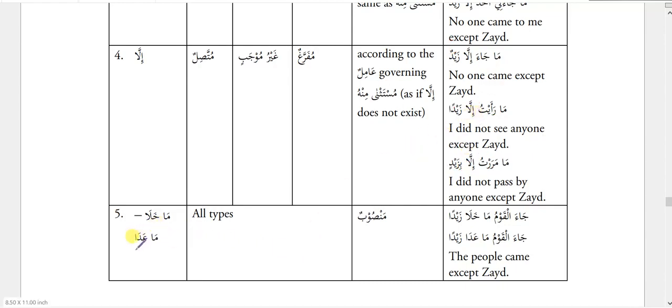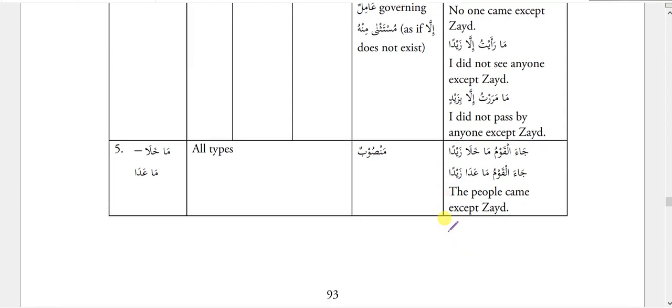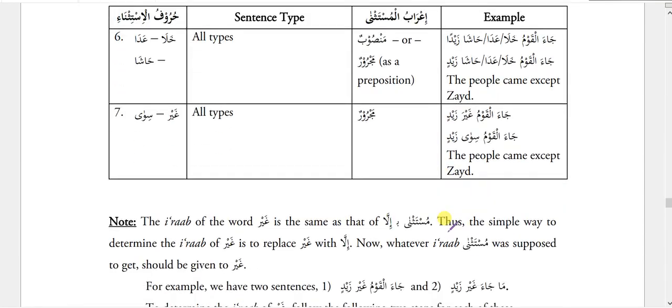Now we have ma khala and ma ada. When the harf istisna is not illa but ma khala or ma ada, we will always give nasb to the mustasna. Then we have khala, ada, hasha. Here they can be used with fatha or kasra. Both are optional. You can use whatever i'rab you want on the mustasna. And when ghaira or siwa is used, these two words are absolute harf jar, so the i'rab of mustasna will definitely be majroor.